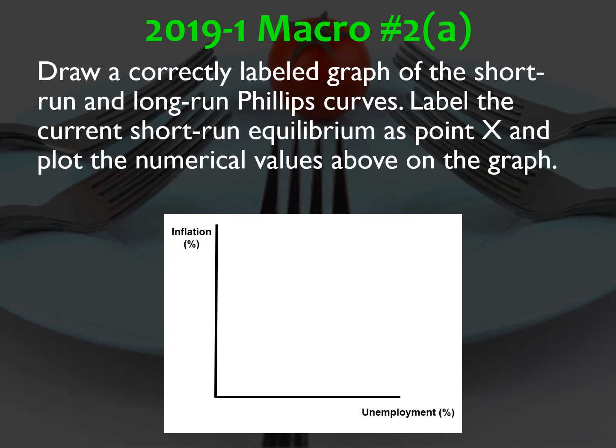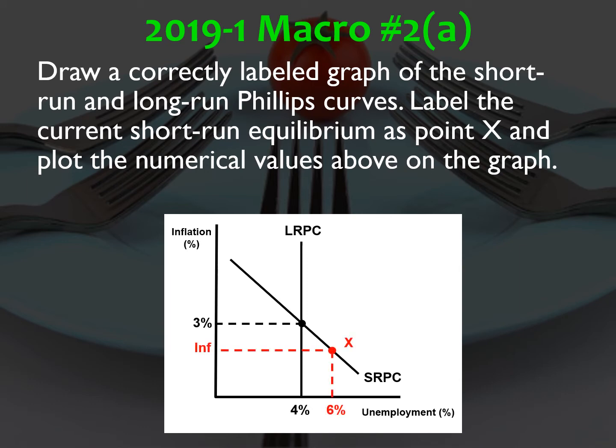So here's a Phillips curve, unemployment rate on the x-axis, inflation rate on the y-axis. Long run Phillips curve is vertical, short run Phillips curve downward sloping. We are told that the expected inflation rate is 3%, and the natural rate of unemployment is 4%, so those are labeled. We also have point X, so we don't know the inflation rate, but we know the unemployment rate at point X is 6%. So obviously the graphs don't have to be to scale. You just have to indicate X on SRPC and indicate the 6% unemployment rate below it.